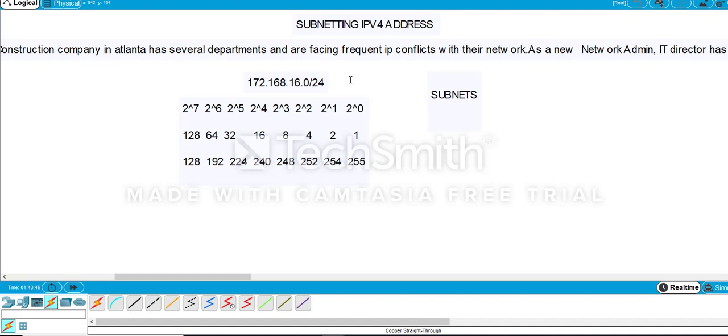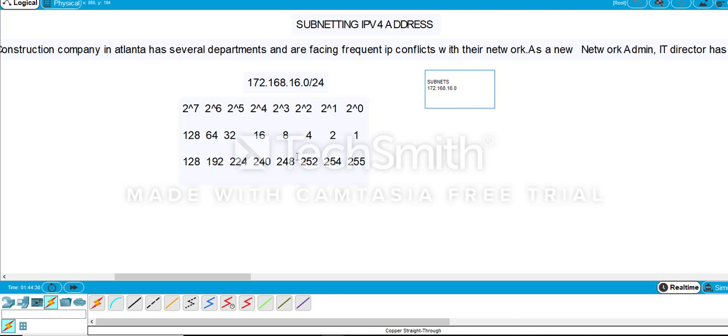And depending on how you document your systems, everything needs to be documented. Okay, so let's get into this mode right here. And the subnet, we're going to start from 172.168.16.0/24, right? So 24 was the network that was given to us.